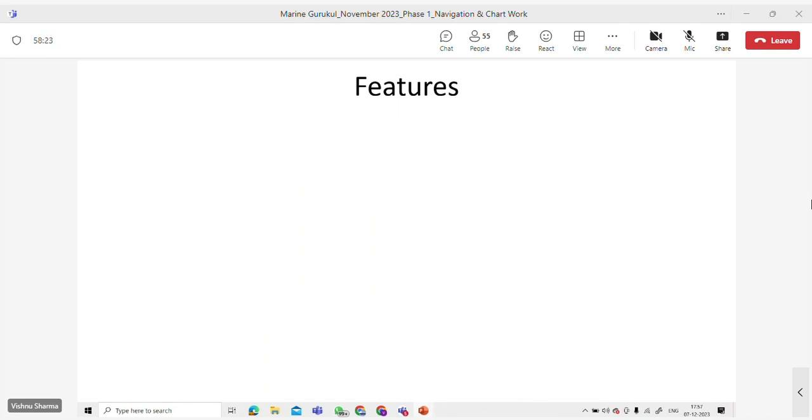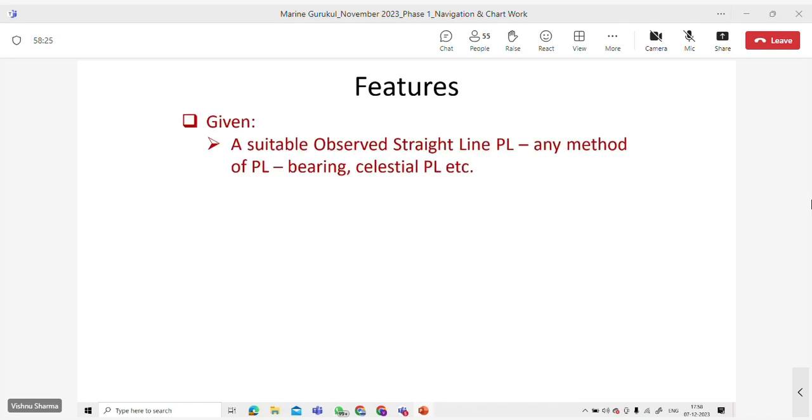What will be given to us for this method will be a suitable straight line PL, not a zigzag PL. The word suitable is very important. Every PL need not be suitable for use, so it has to be suitable for the purpose. A suitable observed straight line PL that could be obtained by any method, any terrestrial method or any celestial PL. Any method of PL that we learned in the first class, which results in a straight line PL, could be giving you the PL.